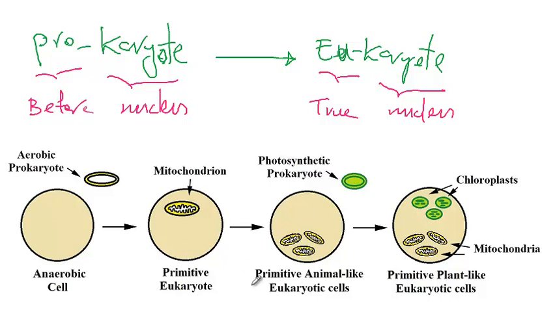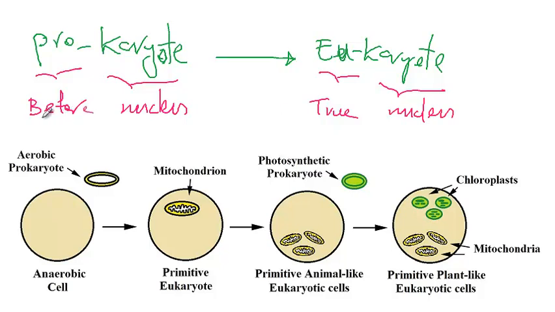And then later on, this primitive eukaryotic cell picked up another prokaryotic cell that is able to use photosynthesis in order to generate carbohydrates from light, CO2 and water. And that's how plant cells have developed.